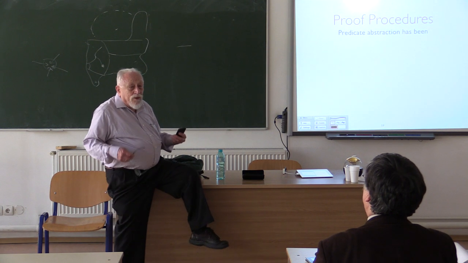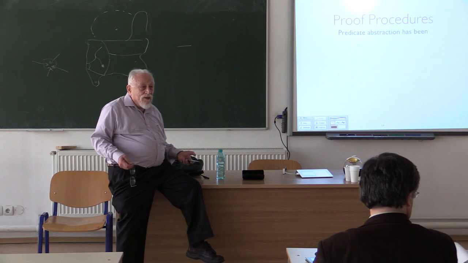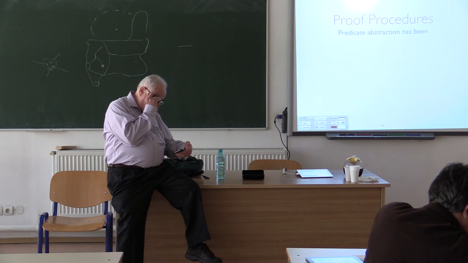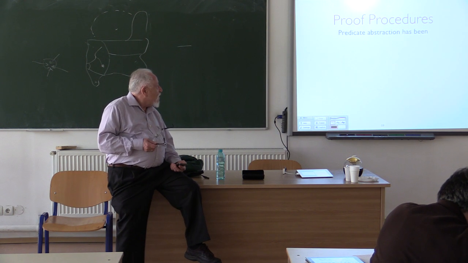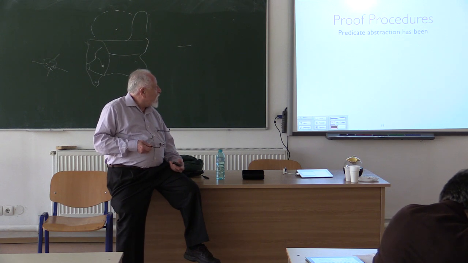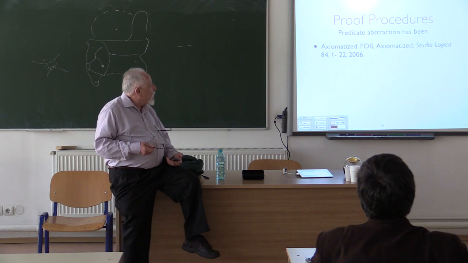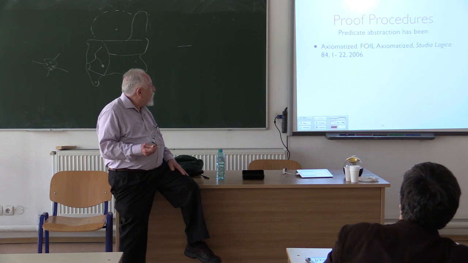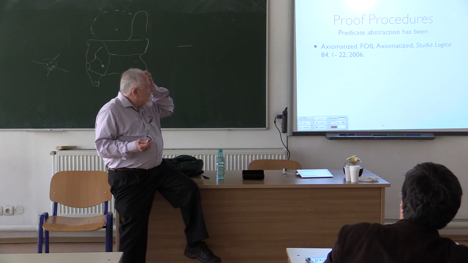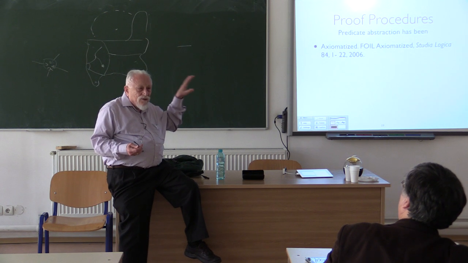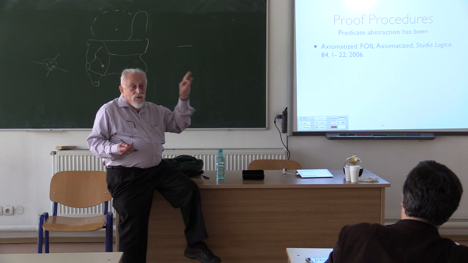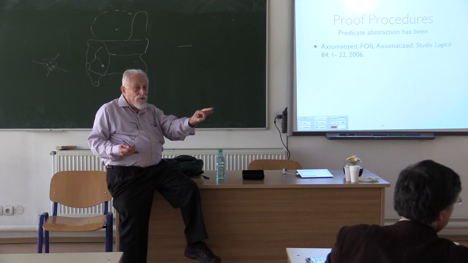Now, what about proof procedures? I've shown you the syntax, I've shown you the semantics. And I probably don't have any time to do proof procedures in any plausible detail. But this predicate abstraction machinery has been axiomatized. This is a paper of mine from some years ago. FOIL stands for first order intentional logic. And this is actually a broader system than you've seen here. It allows relation symbols to hold not just of objects, but of intentions.